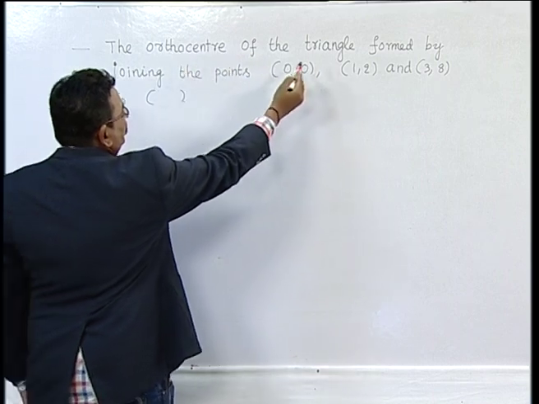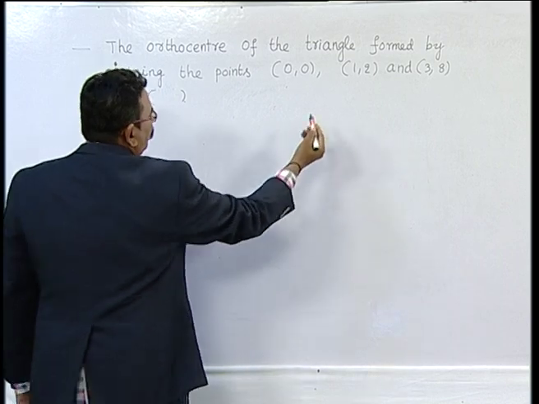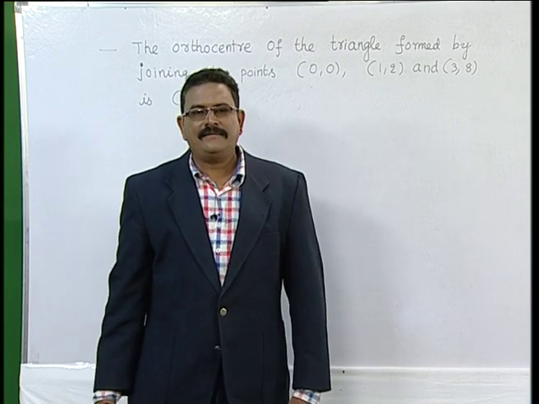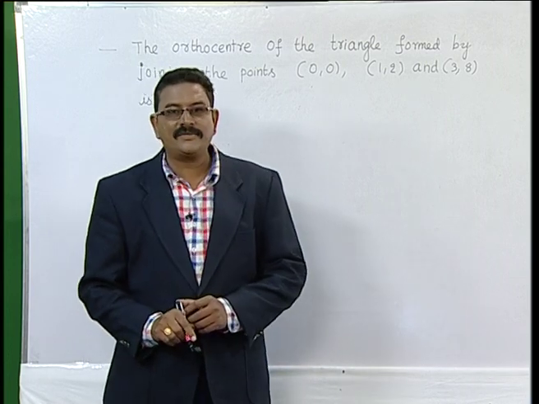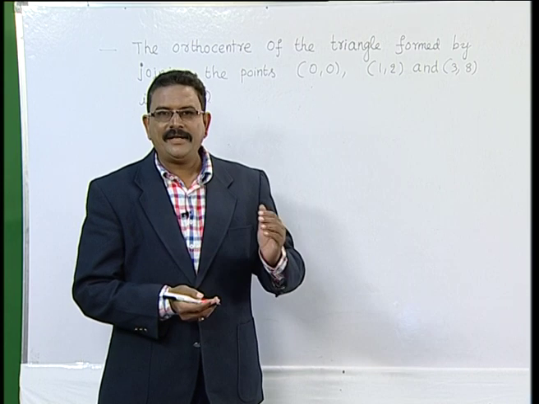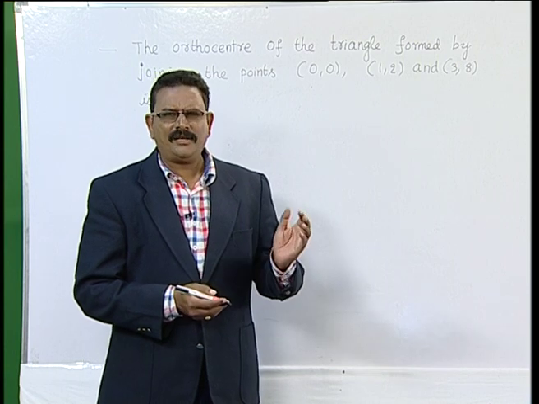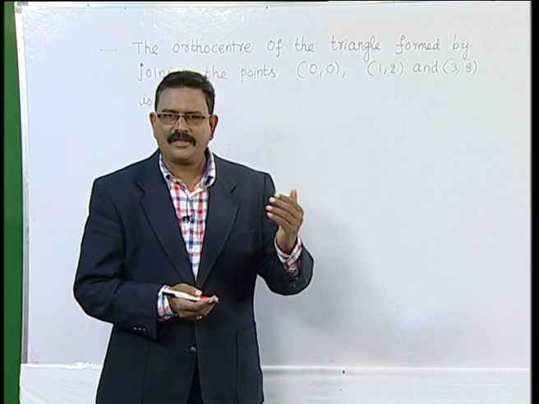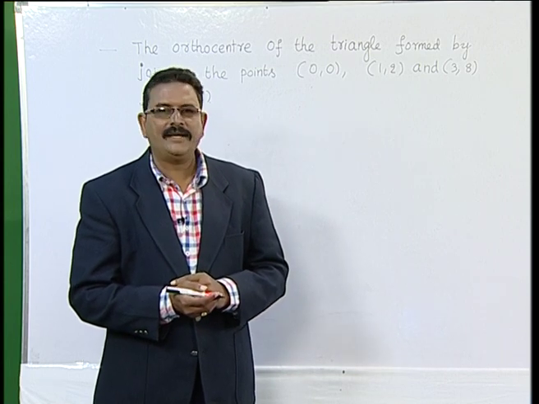The orthocenter of the triangle formed by joining the points (0, 0), (1, 2) and (3, 8) is. This is a very important problem. How to find the orthocenter of the triangle formed by the given 3 points? Suppose the points are (0, 0), (x1, y1) and (x2, y2). In general, we know the traditional method: finding the altitudes, solving any two of the equations of the altitudes, we get the orthocenter.